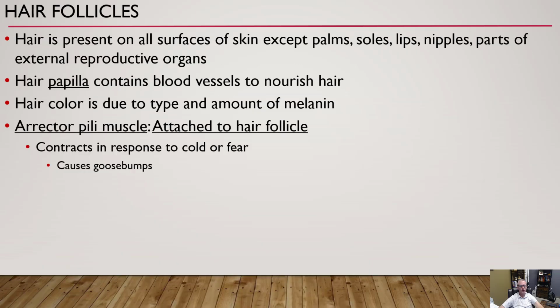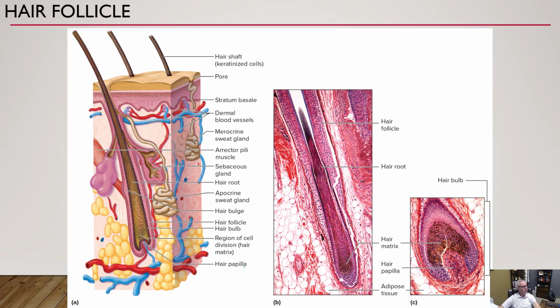All right, so hair follicles. We have hair everywhere on our body except for the palms of the hands, soles of your feet, your lips, nipples, and some parts of your external reproductive organs. We have these things called hair papilla, and they contain blood vessels to actually nourish the hair. I'll show you that. There's your hair papilla right there, right at the bottom.